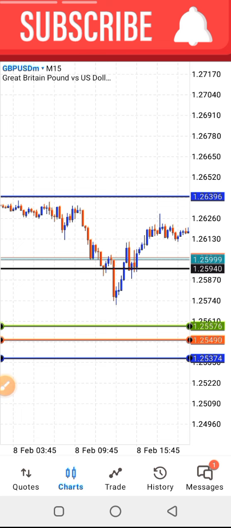Okay, this system works. This is a GBP USD killer. You can try it on other pairs, but this system is specifically for this pair.